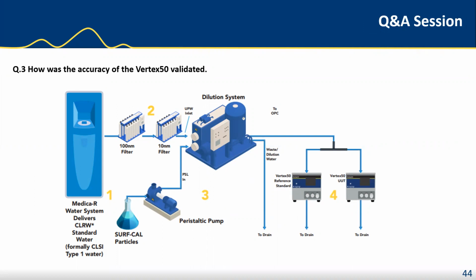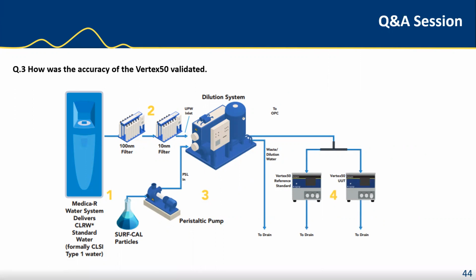So the calibration process of the Vertex 50 runs through the range of particle channels and verifies the sizing accuracy, the count accuracy, the sensitivity, zero count, and false count validation. This process introduces traceable reference particles into each channel. The traceable particle size is introduced at the first stage, and in stage 2, particle-free water is introduced through 2 post-CLRW filtration stages.